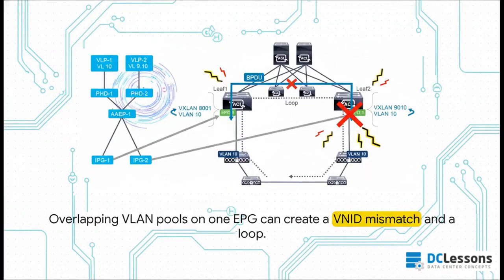And here's another one that's even more subtle, even sneakier. Let's say you use overlapping VLAN pools on the same EPG. This can create a kind of race condition. You see here, Leaf 1 decided to assign VNID 8001 to VLAN 10. But Leaf 2, using a different but overlapping pool, assigned VNID 9010 to the exact same VLAN. The result is the same disaster. The flooding domain is fragmented. BPDUs sent from the left can't get to the right. A loop isn't just possible, it's inevitable.